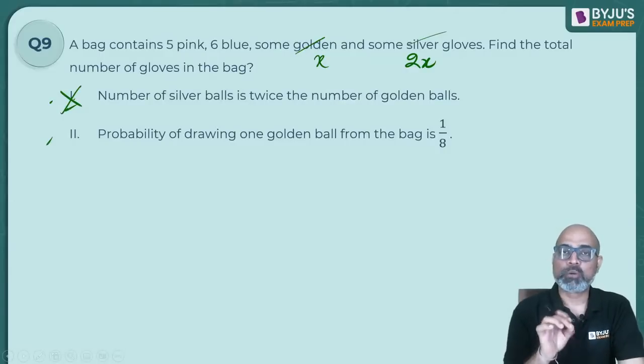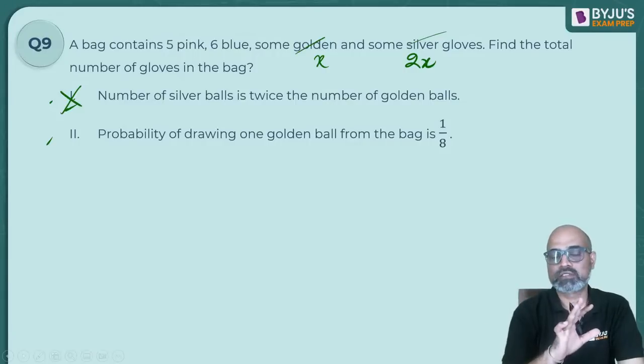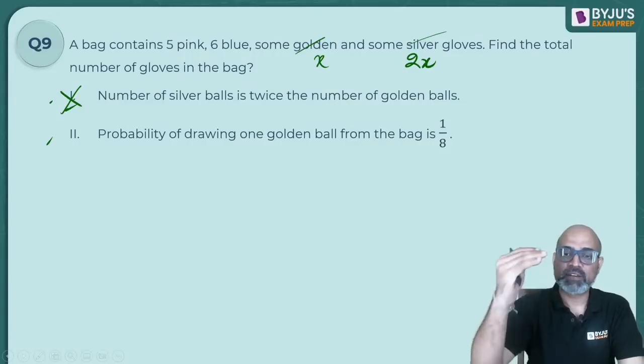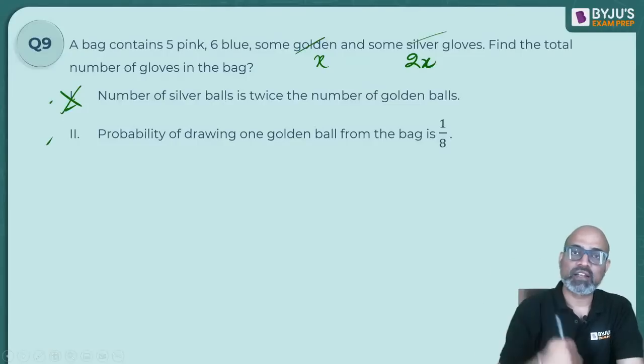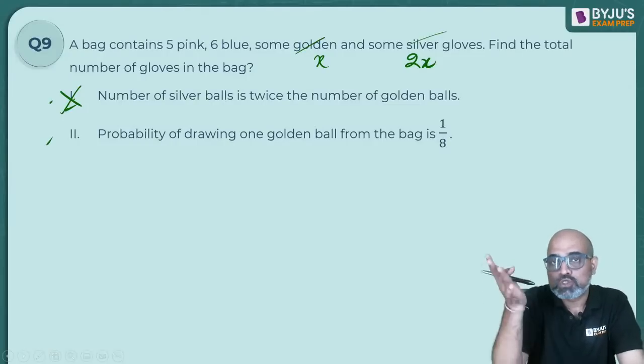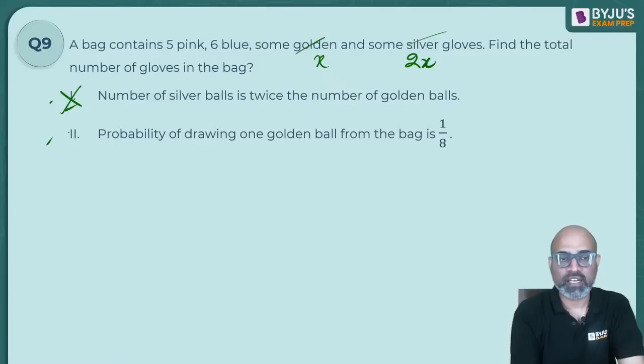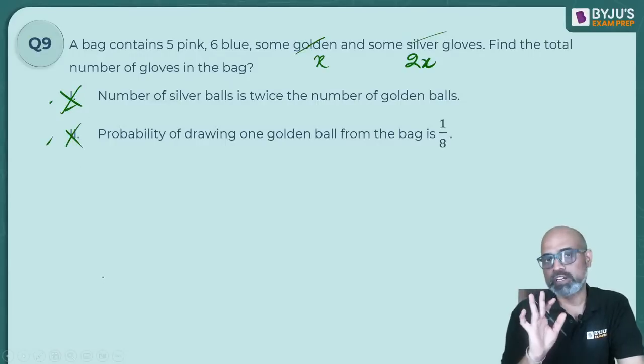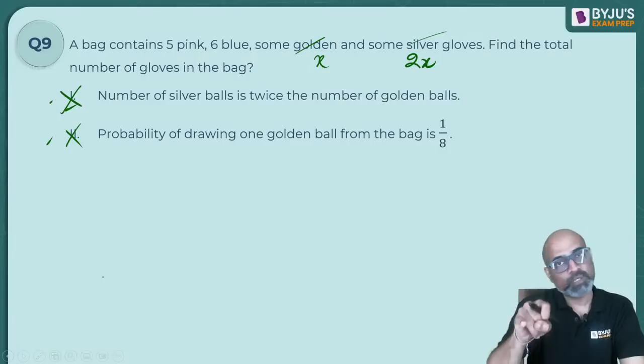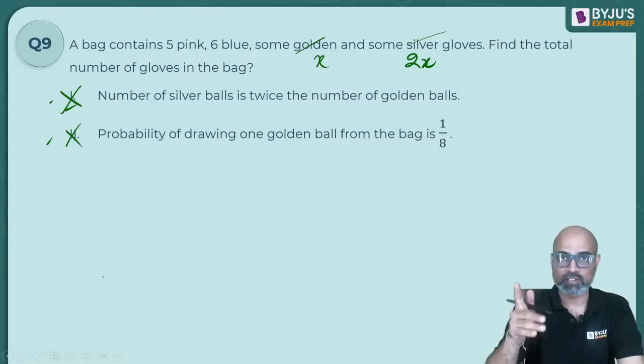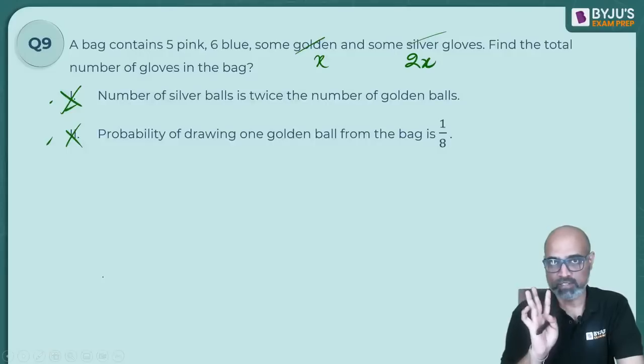Second, probability of drawing one golden ball from the bag is 1 by 8. So 1 by 8, it can be 2 by 16, it can be 100 by 800. How will I figure out उसमें से कितना golden कितना silver है? नहीं निकलेगा. Individually, I will not get answer. So अब या तो answer is going to be C, sorry, D or E. Together से या तो आएगा या नहीं आएगा, right?